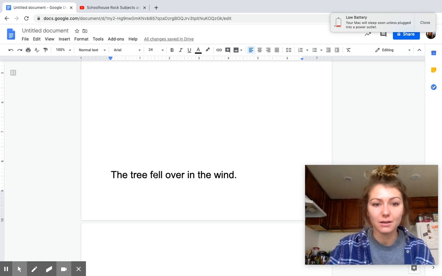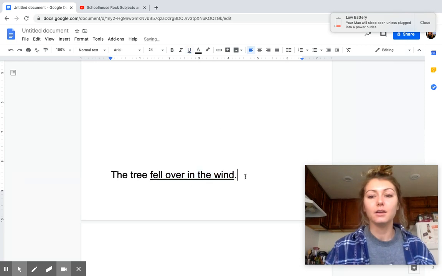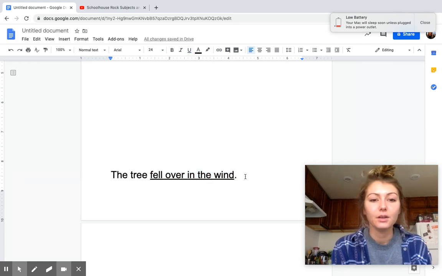The tree fell over in the wind. So the tree did what? The tree fell over in the wind. So I can go ahead and underline that part. The tree, subject, fell over in the wind, predicate.